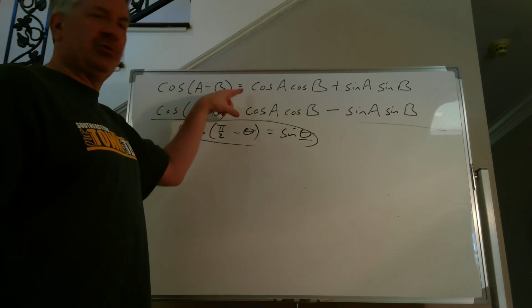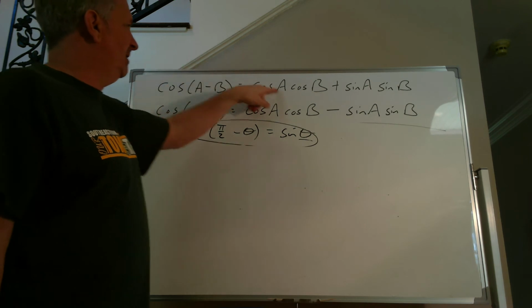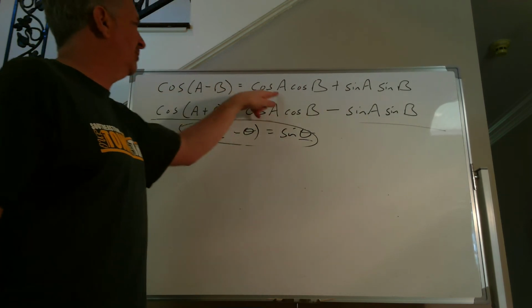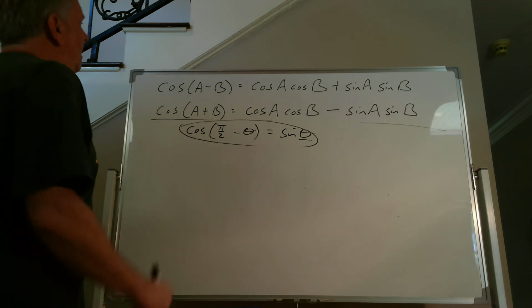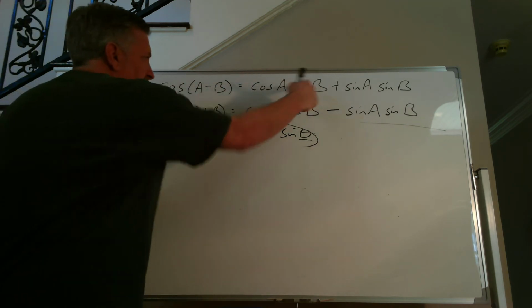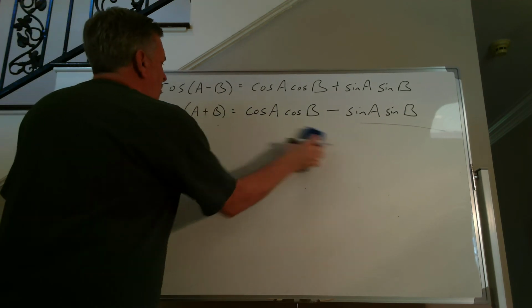These two identities are true whether you use degrees or radians, right? Just be consistent. If these are in degrees, these are in degrees. Don't put radians here and degrees here. I mean, it would still be true, it just looks messy. So if your angles are all in radians or all in degrees, they work. Okay.